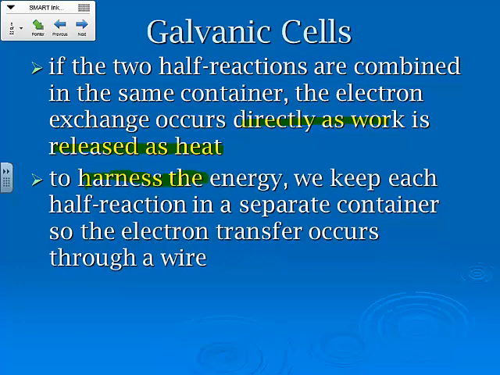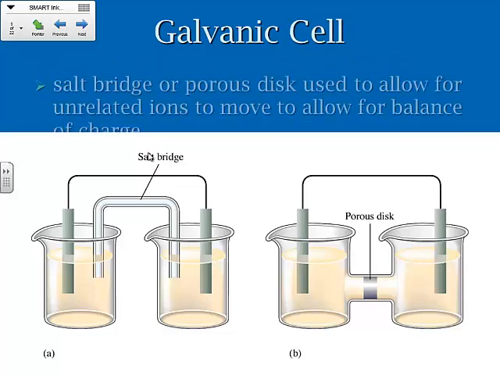Now, to harness the energy, we want to capture it. That's why we keep each half reaction in a separate container, and so the electron transfer occurs through that wire that I was talking about. Okay, and so that wire is how we're going to capture the electricity.